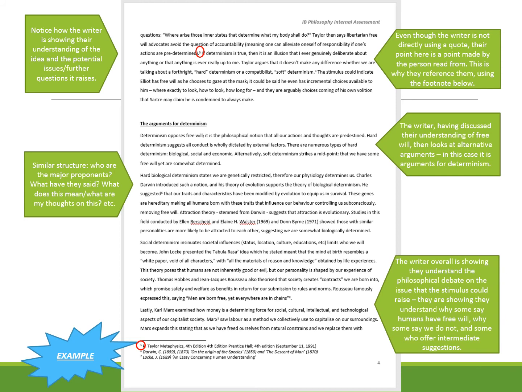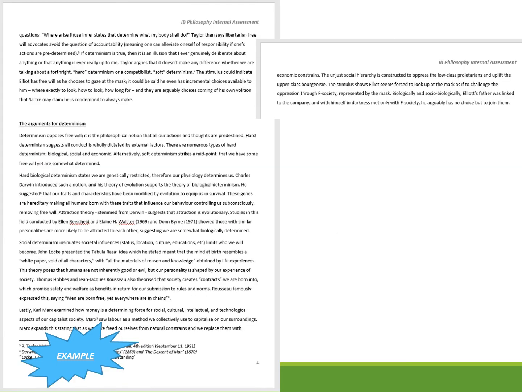Okay, near the bottom, the writer overall is showing they understand the philosophical debate on the issue that the stimulus could raise, beg your pardon. They are showing they understand why some say humans have free will, why some say we do not, and some who offer more intermediate suggestions. So again, they're showing a broad, encompassing understanding of the different arguments within the spectrum of free will or determinism.